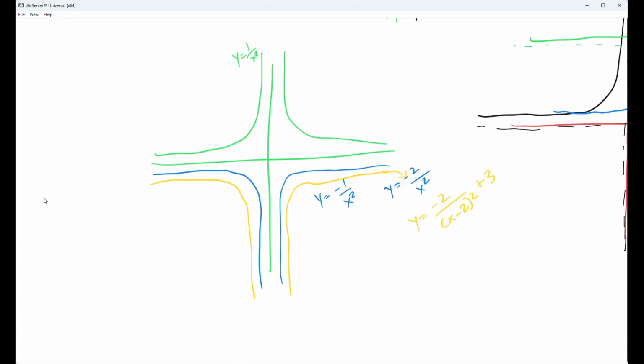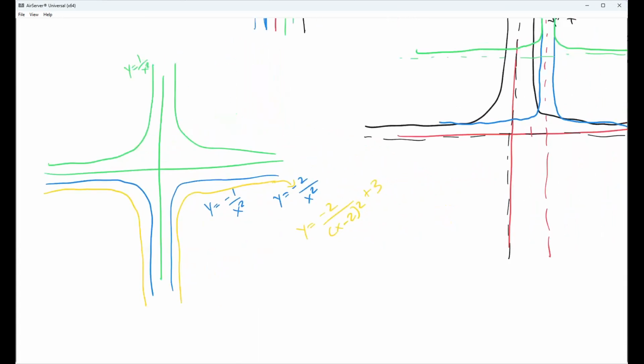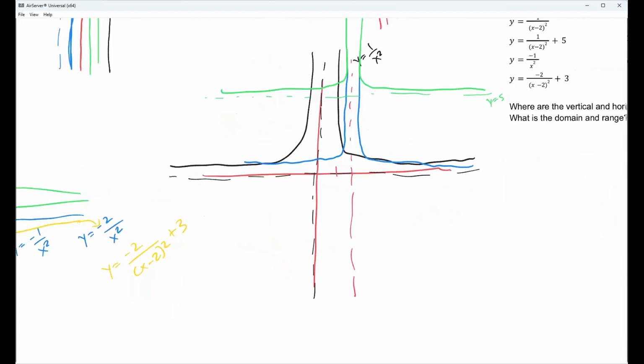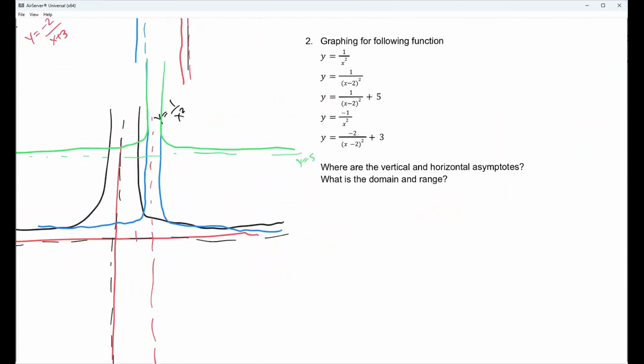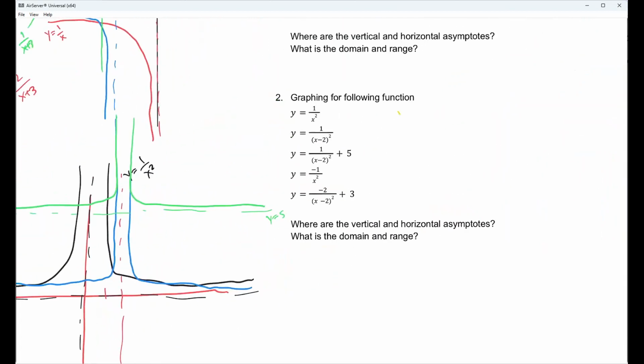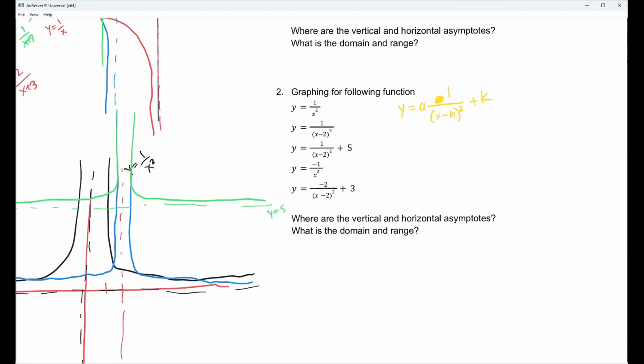Are we good? Where do you find the transformation, as far as what the rules are? Remember, y is equal to a over, and I could put the a out here, or it could be a times 1 over x minus h squared plus k. We could do it this way.